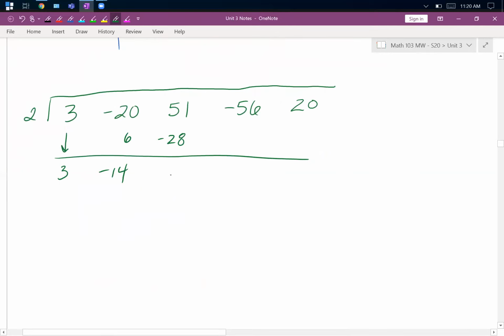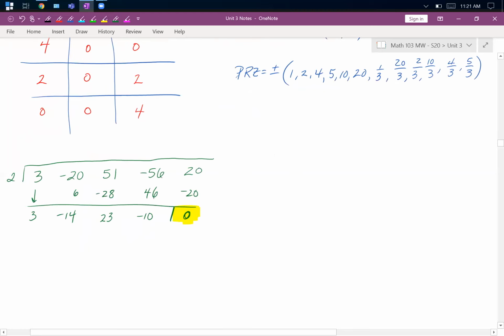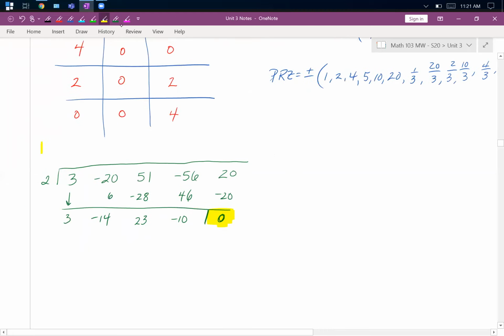What's that? 23. All right, the remainder is 0. Good choice. Since we found a 0, that means that we found a factor and we can start factoring our g of x.